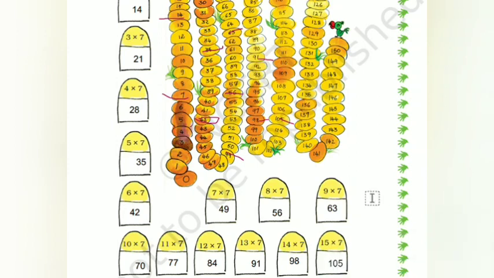Okay, so that's all the multiples of 7. 11 into 7, 77. 12 into 7, 84. 13 into 7, that is 91. 14 into 7, that is 98. 15 into 7, 105.